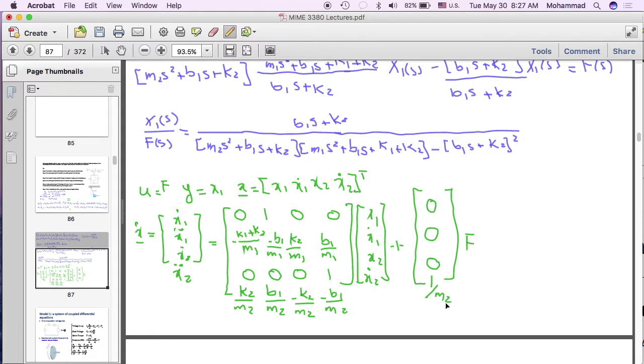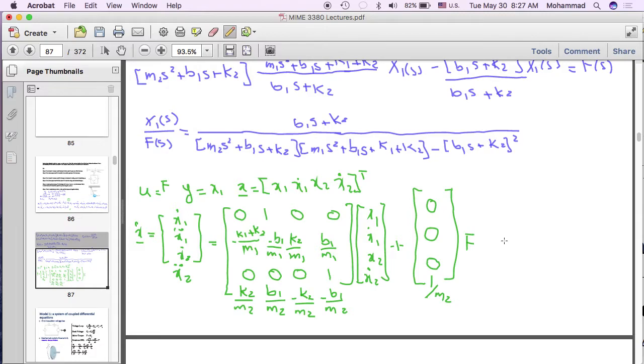So we found 2 matrices, and no surprise, matrix A is 4 by 4. This is a fourth order system. And matrix B is 4 by 1: 4 because it's fourth order, and 1 because there is 1 input. So 4 by 1 is our matrix B.